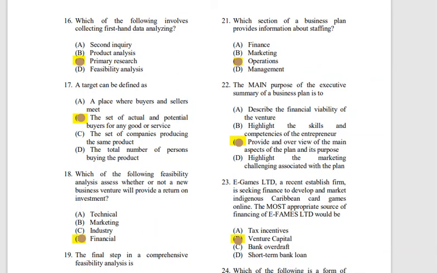Okay, guys, welcome to part two, and we're at number 16. Number 16 says, which of the following involves collecting first hand data analyzing? And that's C, primary research.